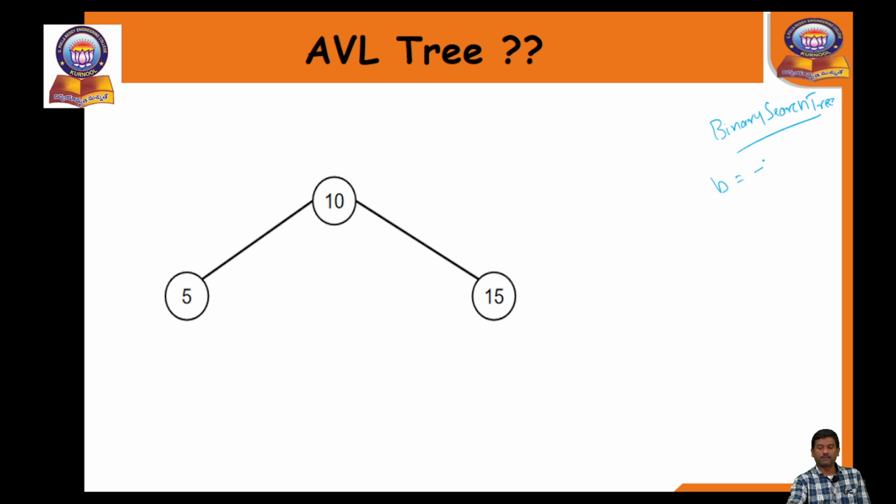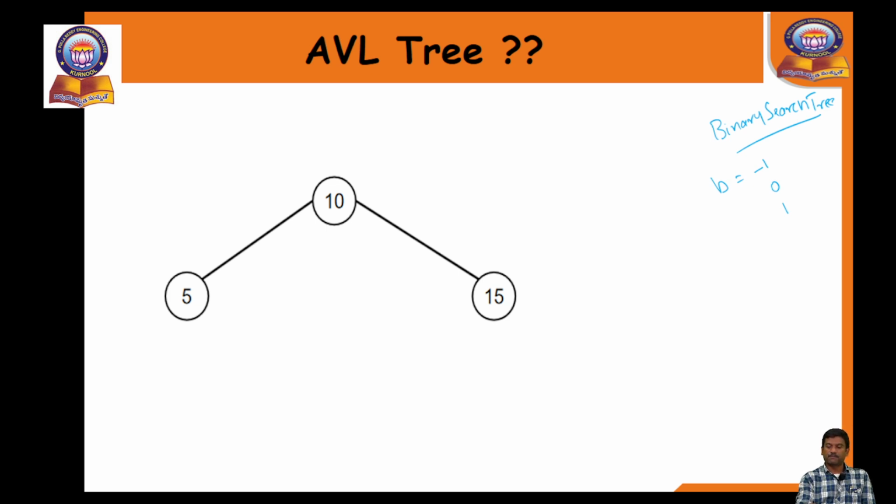It should be either -1, 0, or 1. The height of any node should be either -1, 0, or 1. In the initial case, I'm not considering the balancing factor. By just looking at the tree diagram itself, we have to identify whether it is an AVL tree or not. So the first thing: what do you mean by height balancing? That will be explained in the next slides.